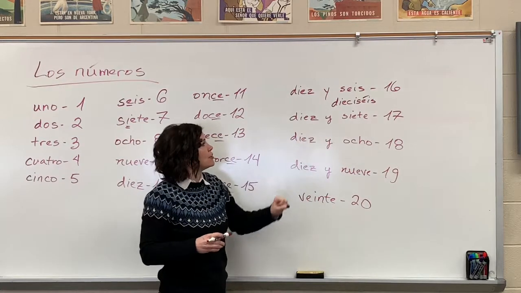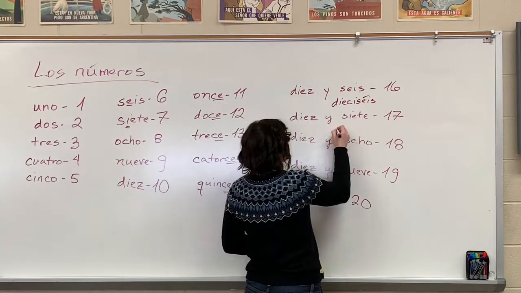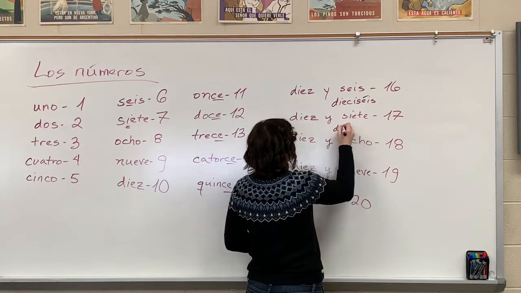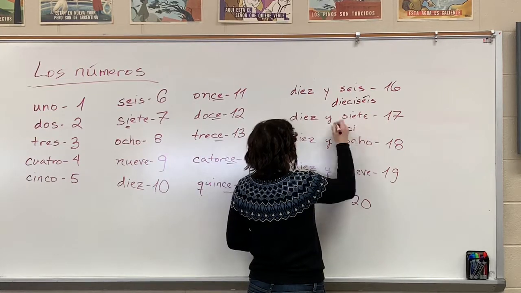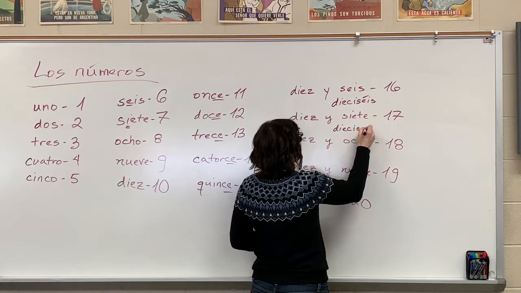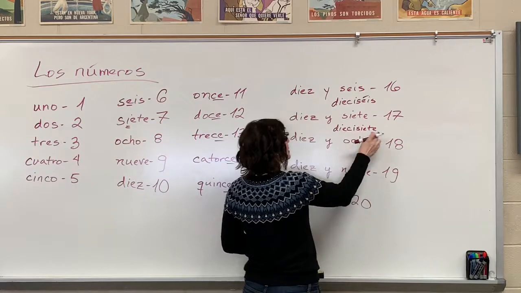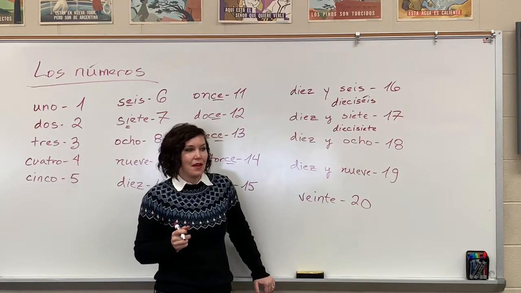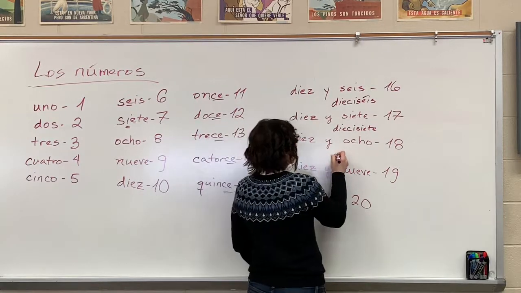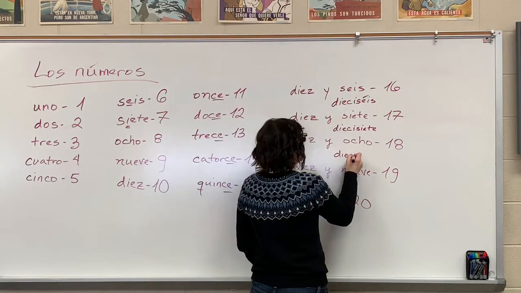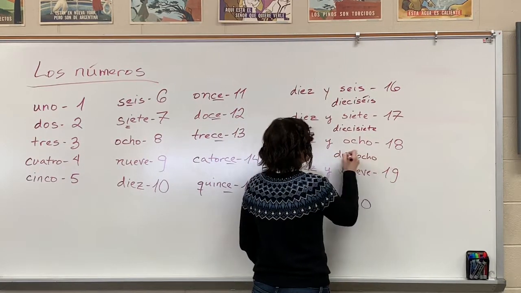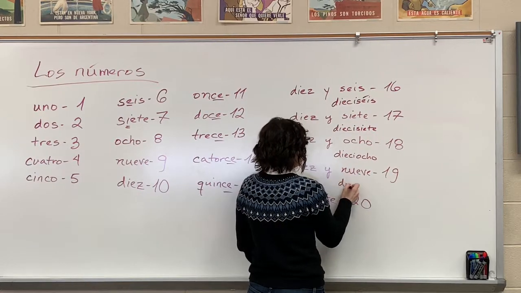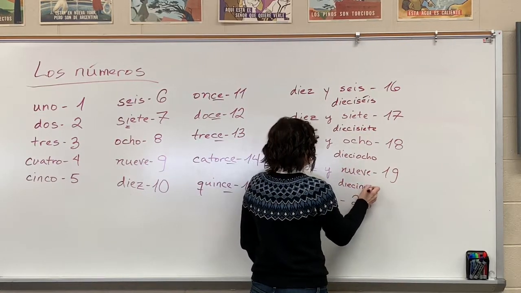So let's do it for 17. All right, so let's squish them all together. Change the Z to a C, Y to an I, and add on the end. 17. Okay? And for the next one, 18. And the next one, 19.